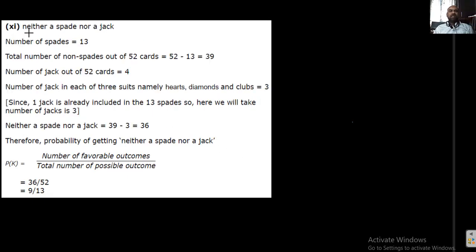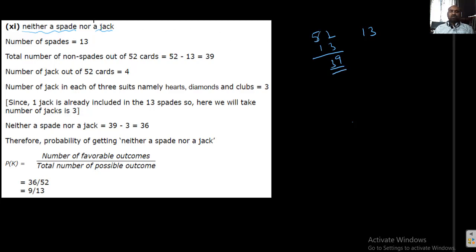Next question, students. Neither a spade nor a jack. The card should not be a spade and the card should not be a jack. Neither spade: actually of 52 cards, 13 are spades. First of all, you remove 13 from this 52, so 39 cards.